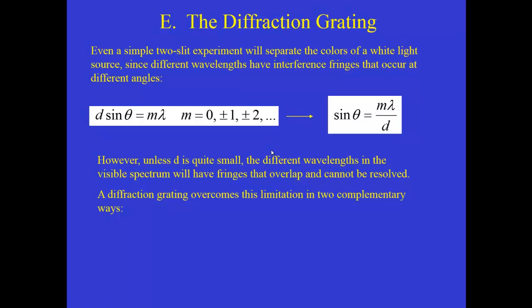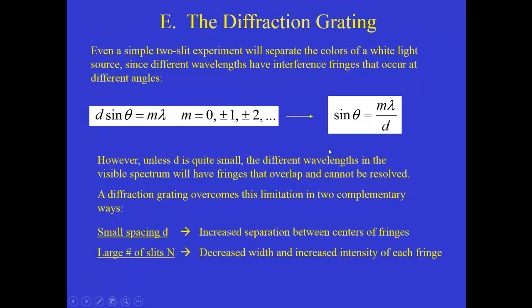And so a diffraction grating overcomes this limitation in two ways. Firstly, a diffraction grating has really small values of d. And in the demonstrations that we do in class, you can see this. They're so close together that you can hardly tell that you have individual grooves or individual slits. If d is small, then for a particular wavelength, it means that the angle will be larger. And so two different wavelengths will be separated more for a small value of d than they would for a large value of d.